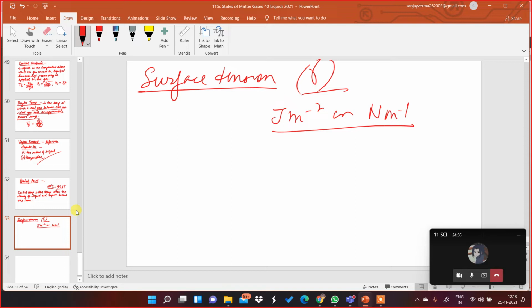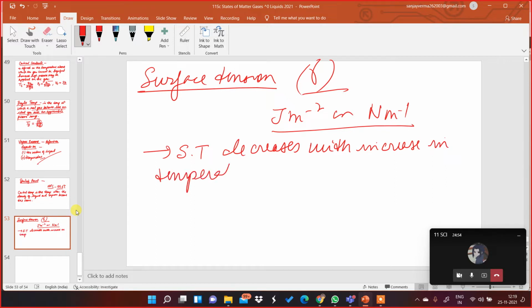Now remember, surface tension decreases with increase in temperature. This is one important point. If you raise the temperature, the surface tension decreases. On adding surface active agents like alcohol or acetone to water, the surface tension of water decreases. Okay, that is about surface tension.